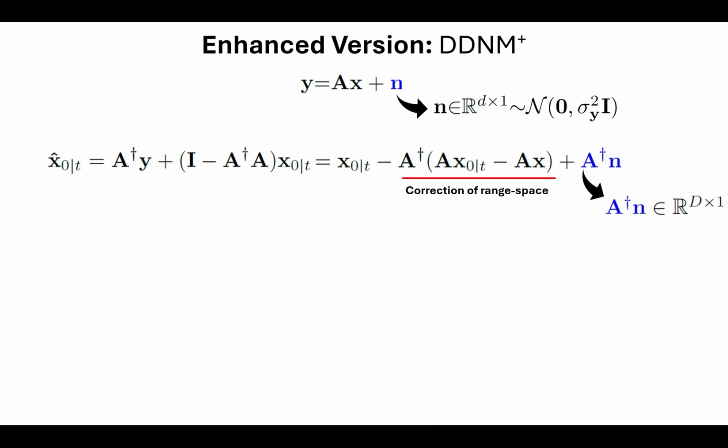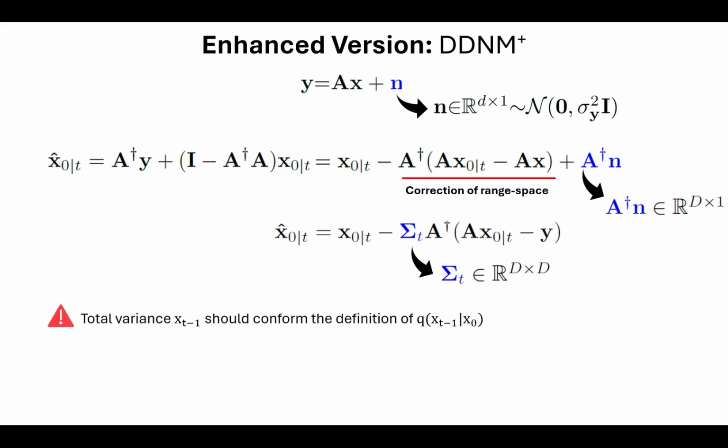And to mitigate this issue, we can define this formula that's exactly the same as what it used to be, but now for reducing the errors in range space, we multiply it by sigma t, a D times D dimensional matrix that is a covariance matrix, forcing it to take the error into consideration. But there are two things we should note now. First, the total variance of xt-1 after denoising should conform to the definition of forward diffusion, that we reach xt-1 given the x0. So we cannot just arbitrarily change the sigma t matrix and reach a variance that the denoiser doesn't expect.